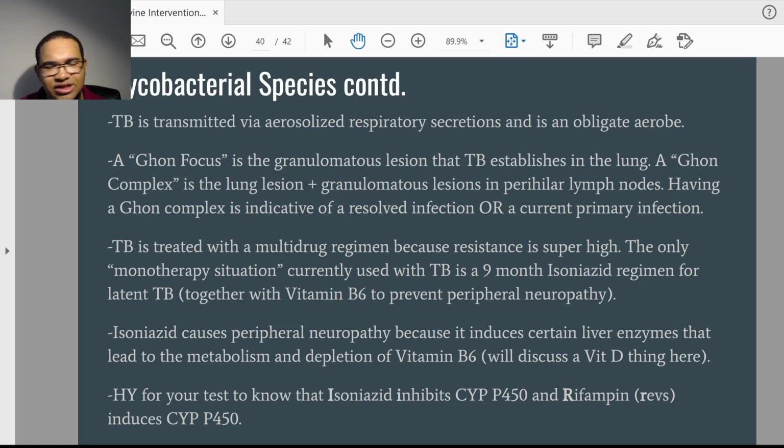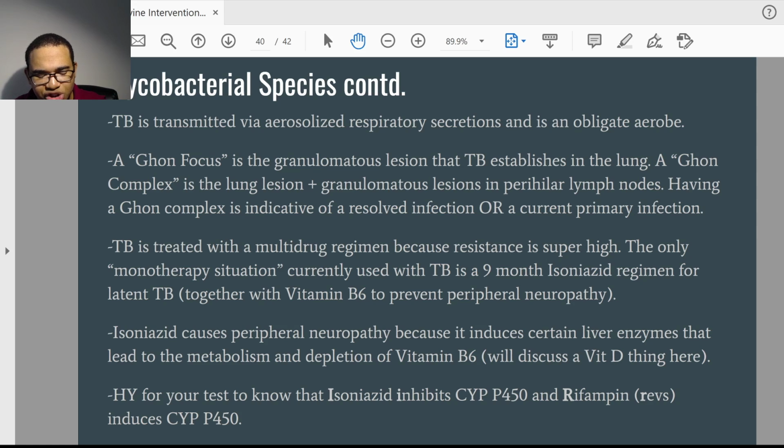So if you don't have B6, it's not going to work. So you're going to get a sideroblastic anemia. And then if you're going from glutamate to GABA, remember glutamate is the excitatory neurotransmitter of your brain. GABA is the inhibitory neurotransmitter of your brain. Compare that with glycine, that's the inhibitory neurotransmitter of the spinal cord.